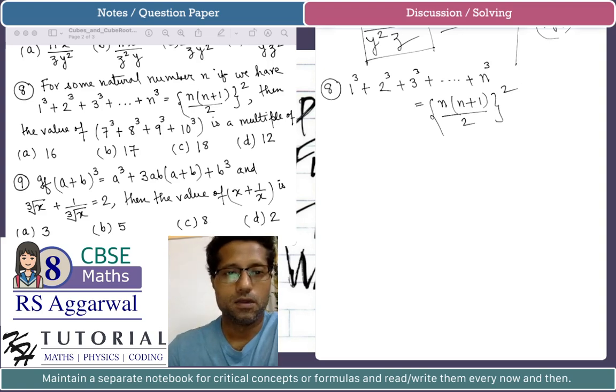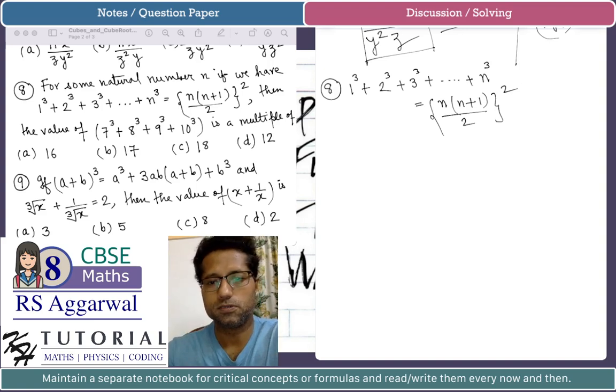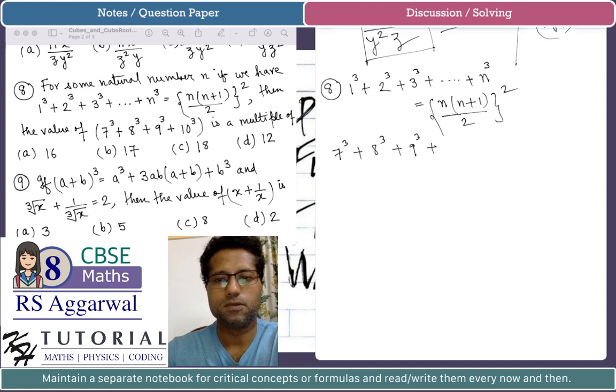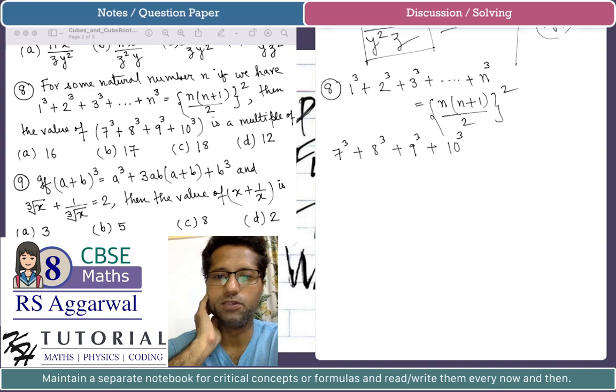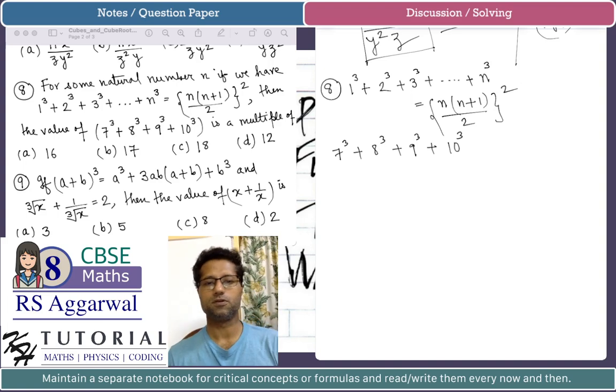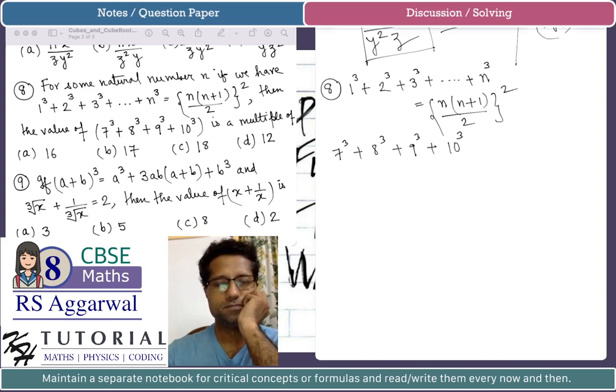Okay. Now, what is 7 cube plus 8 cube plus 9 cube plus 10 cube? We do not have the sum of cubes of the first 6 numbers, that is 1 cube plus 2 cube plus 3 cube plus up to 6 cube. It is starting from 7 cube, 7 cube plus 8 cube plus 9 cube plus 10 cube. Okay. Now what can this be?